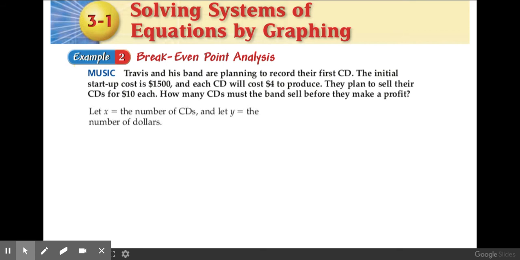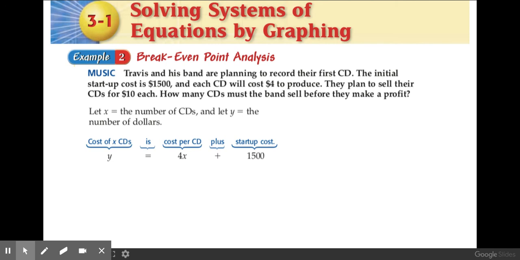So let's go ahead and let x be the number of CDs. We'll let y be the number of dollars. And basically what we're going to do is write two equations. One, we're going to write for the cost. And so if y is the cost in dollars, right? That's going to be $4 times the number of CDs x, plus the startup cost, $1,500. So this equation represents how much it's going to cost them for every single CD they produce.